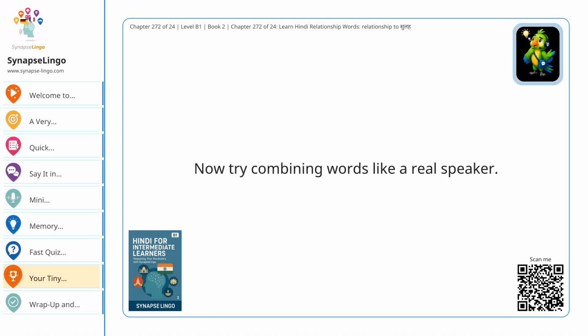Your tiny speaking challenge. Now try combining words like a real speaker. Keep it simple and brave. Perfection can wait outside. Say, trust is important in every relationship. In Hindi key words: विश्वास and संबंध.